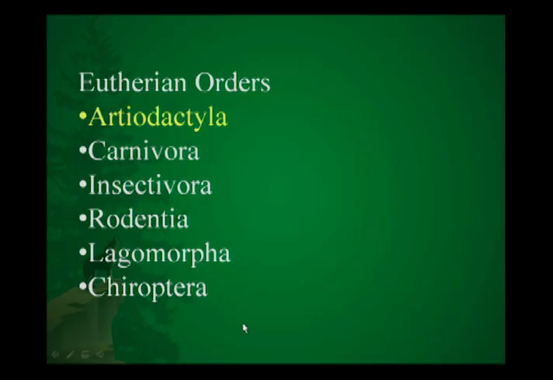All right, now as we look at different orders of eutherians, the first one I want to discuss are the Artiodactyla. The prefix artio means even. Dactyla is a reference to toes. So these are the even-toed hooved mammals. And in the Yellowstone ecosystem, there are a lot of these, and some of these are quite large.